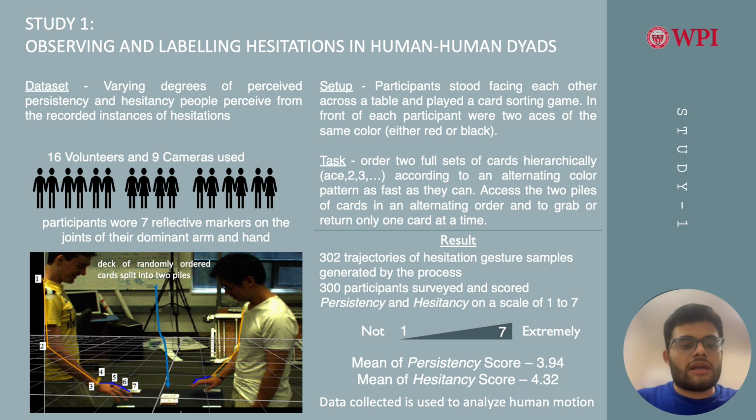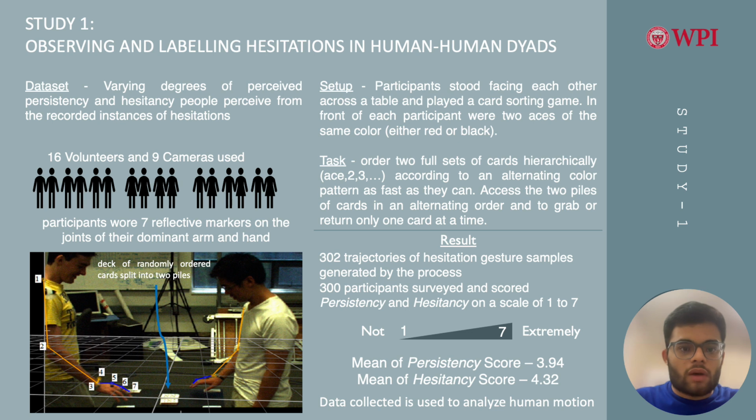Of these, there are pairs of participants in which each participant wore 7 reflective markers, as you can see, one on the shoulder joint, one on the elbow joint, one on the wrist joint, and the other 4 on the fingers and the palm, since they have a higher amount of movement throughout the actions. In front of them was kept a deck of randomly ordered cards, which was split into 2 piles.